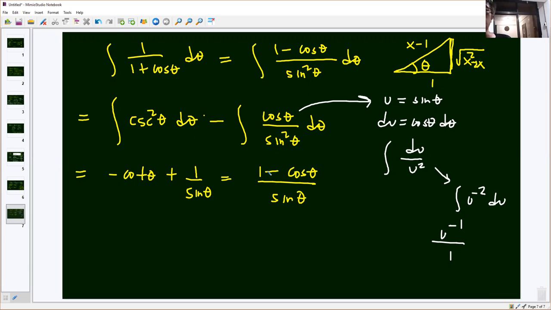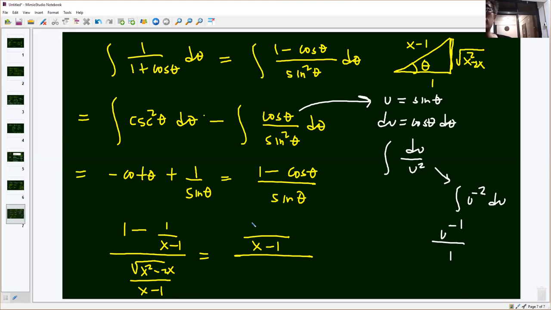I need cosine. What is cosine? 1 over x minus 1, over sine, which is this, over square root of this over x minus 1. Opposite over hypotenuse: square root of x squared minus 2x over x minus 1. So obviously, LCD above is x minus 1. So magiging x minus 1, that's x minus 2, right? And then square root of x squared minus 2x over x minus 1. As you can see, cancel lang to. So you will get this.